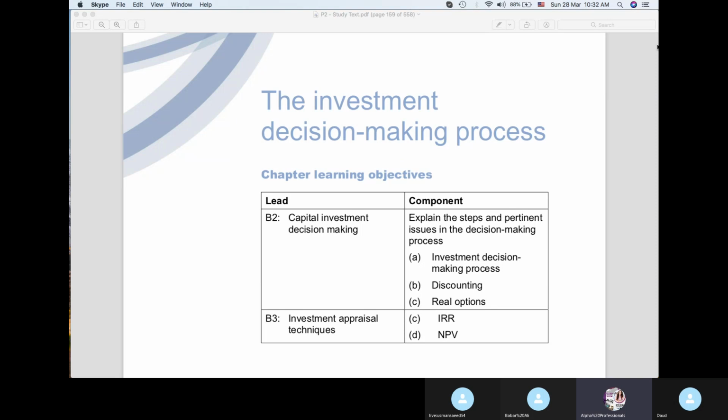Now we are moving to the investment decision making process. What is the process of evaluating any investment decision, and what are the techniques and tools which could be utilized to evaluate a project?